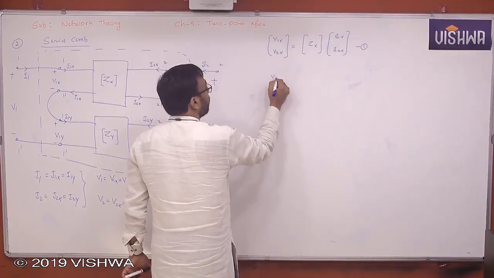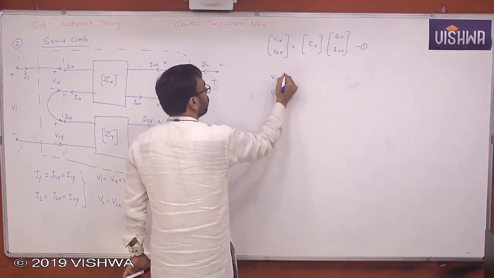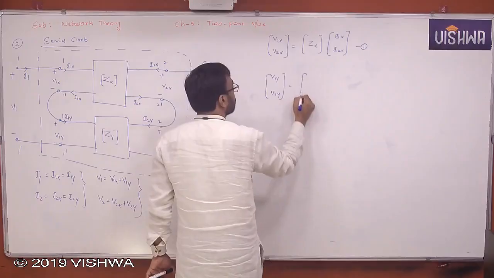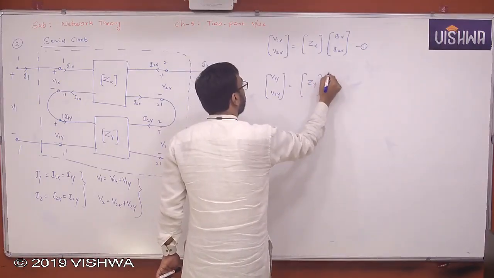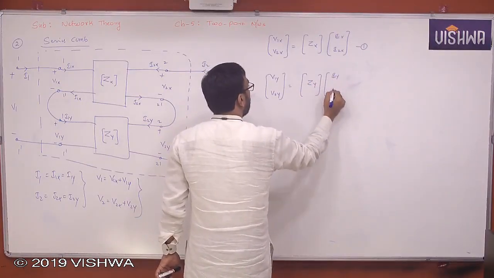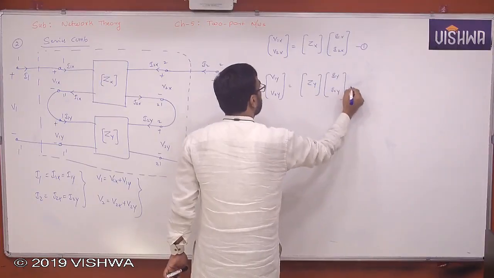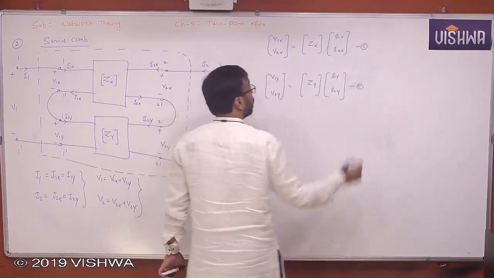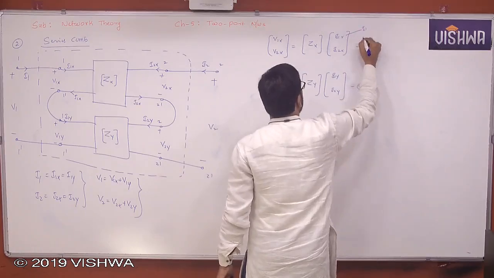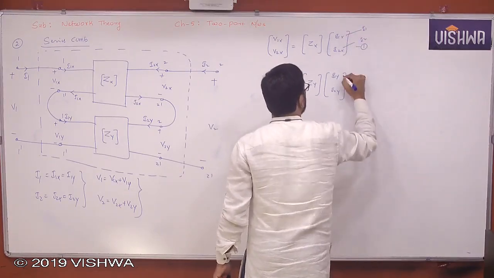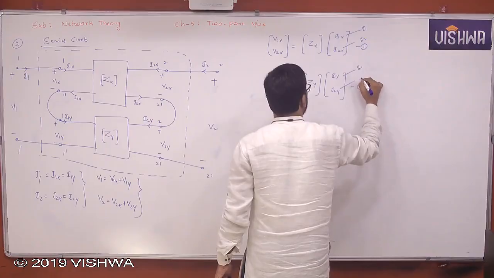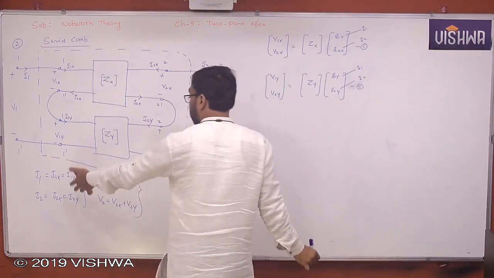And V1y, V2y is equal to Zy into I1y, I2y. Equation 2. But you already know that I1x is nothing but I1, I2x is nothing but I2, I1y is nothing but I1, I2y is nothing but I2. Yes or no? From this relation only I am writing.